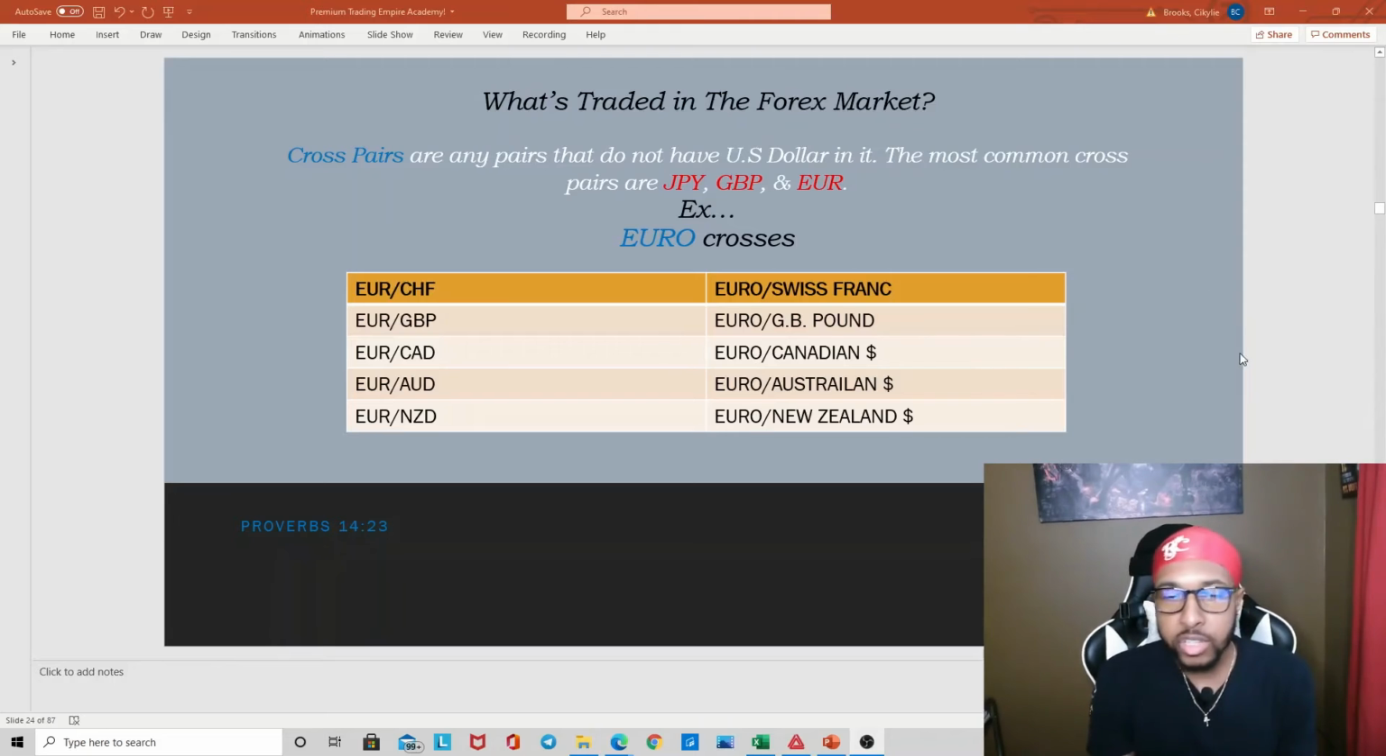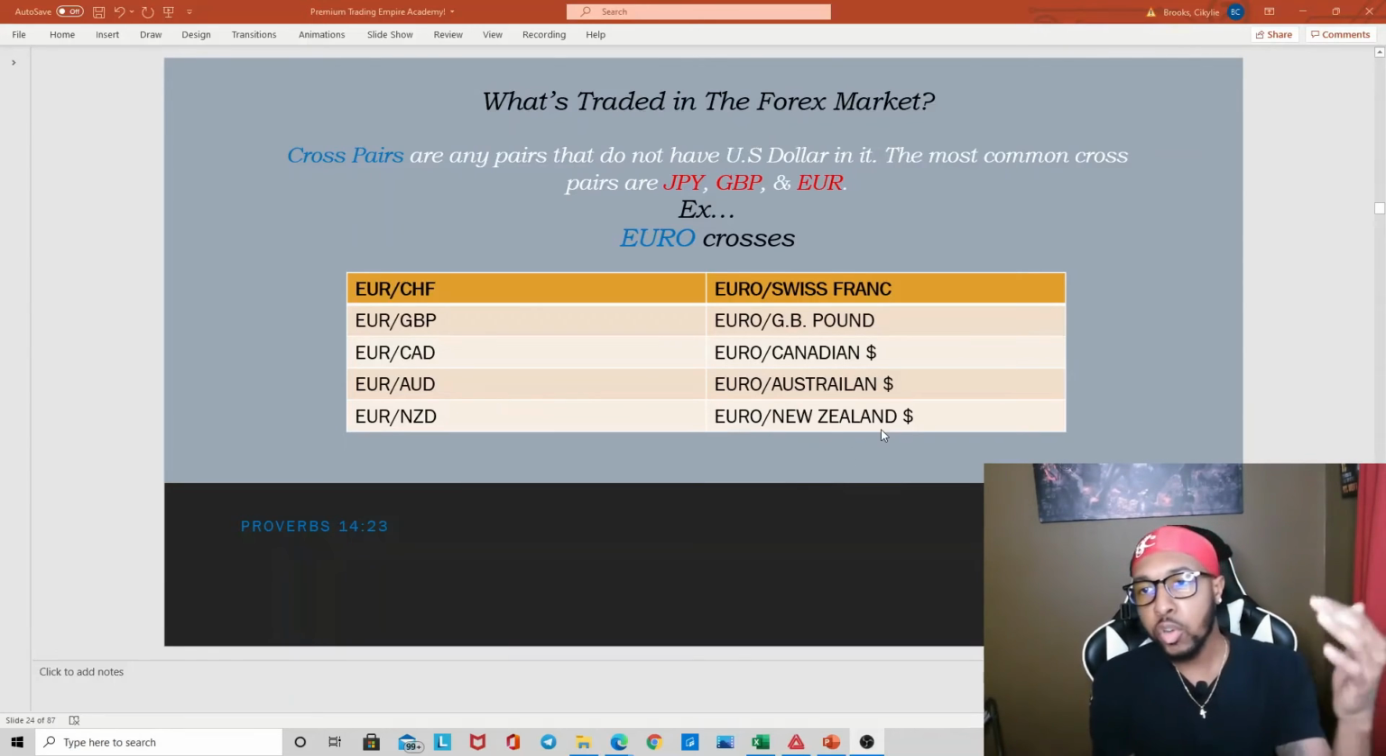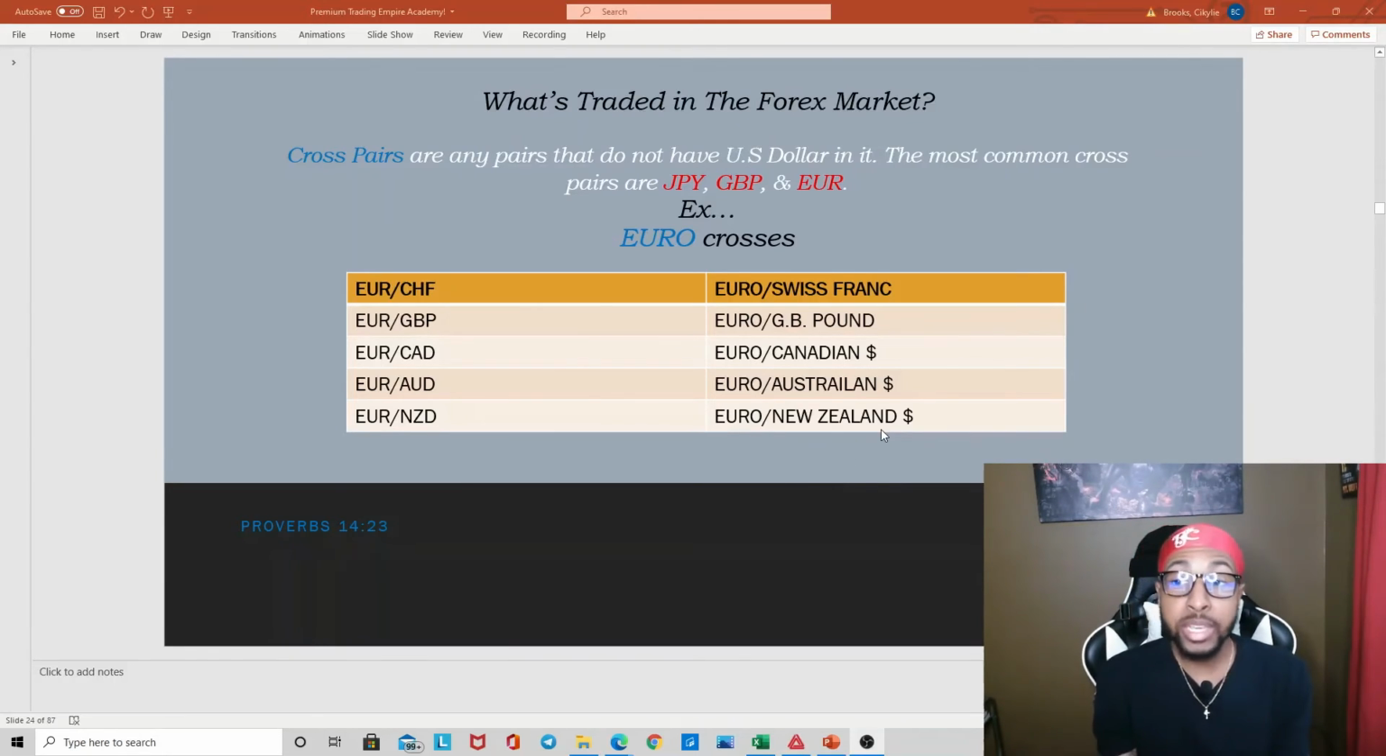The Euro crosses are anything that has Euro in it, basically Euro CHF, Euro GBP, Euro CAD, Euro AUD. Basically anything that has Euro in the front. A GBP cross pair would be anything that has GBP in it. So you take out the Euro and you just put GBP. That would be basically how you tell what kind of cross pair you are trading.